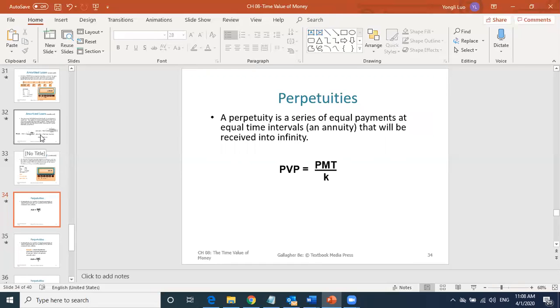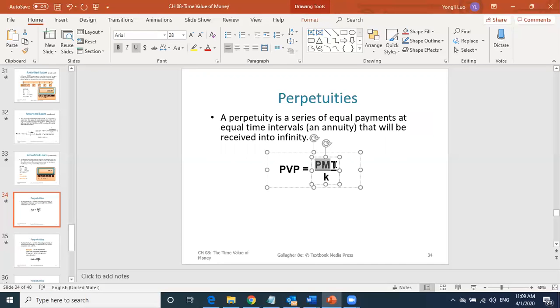Another one is called a perpetuity. A perpetuity is a series of equal payments at equal time intervals that will be received into infinity. That means the payment will always be the same forever. There is no time limit.